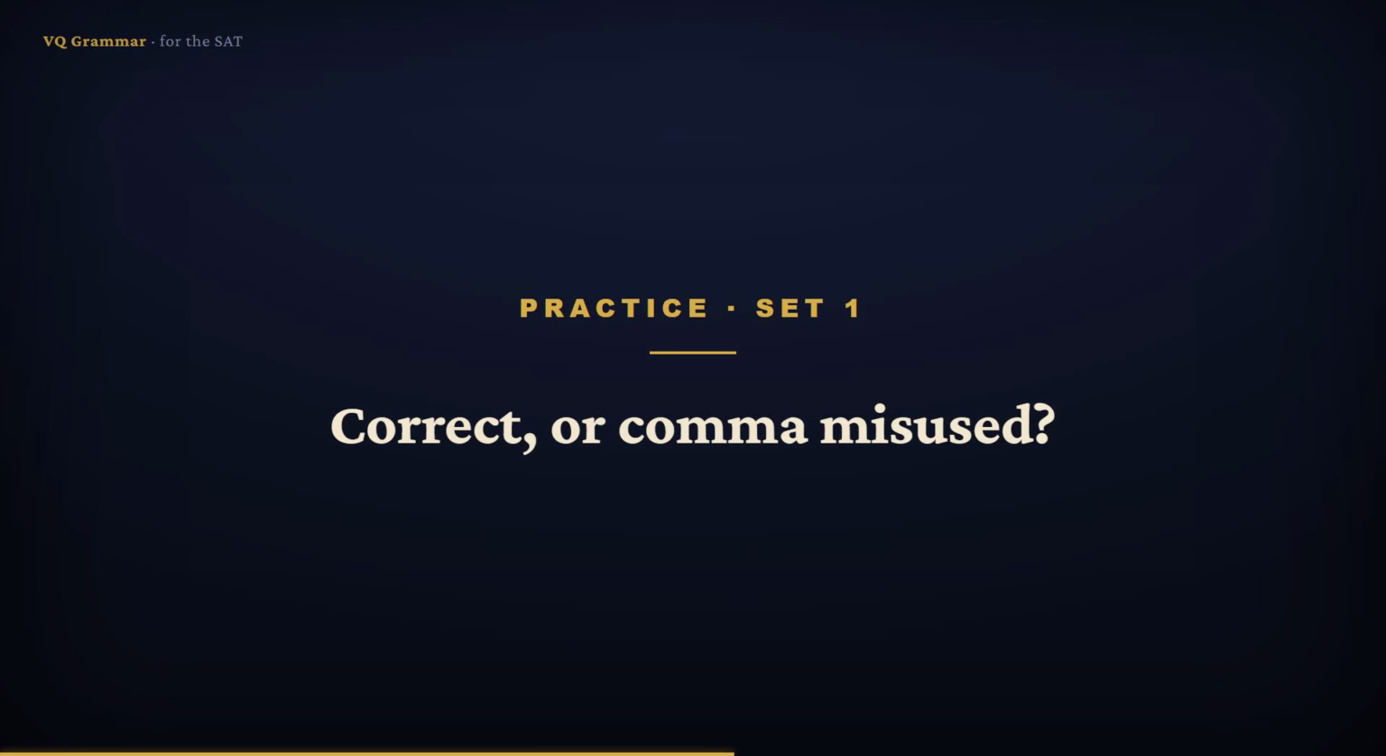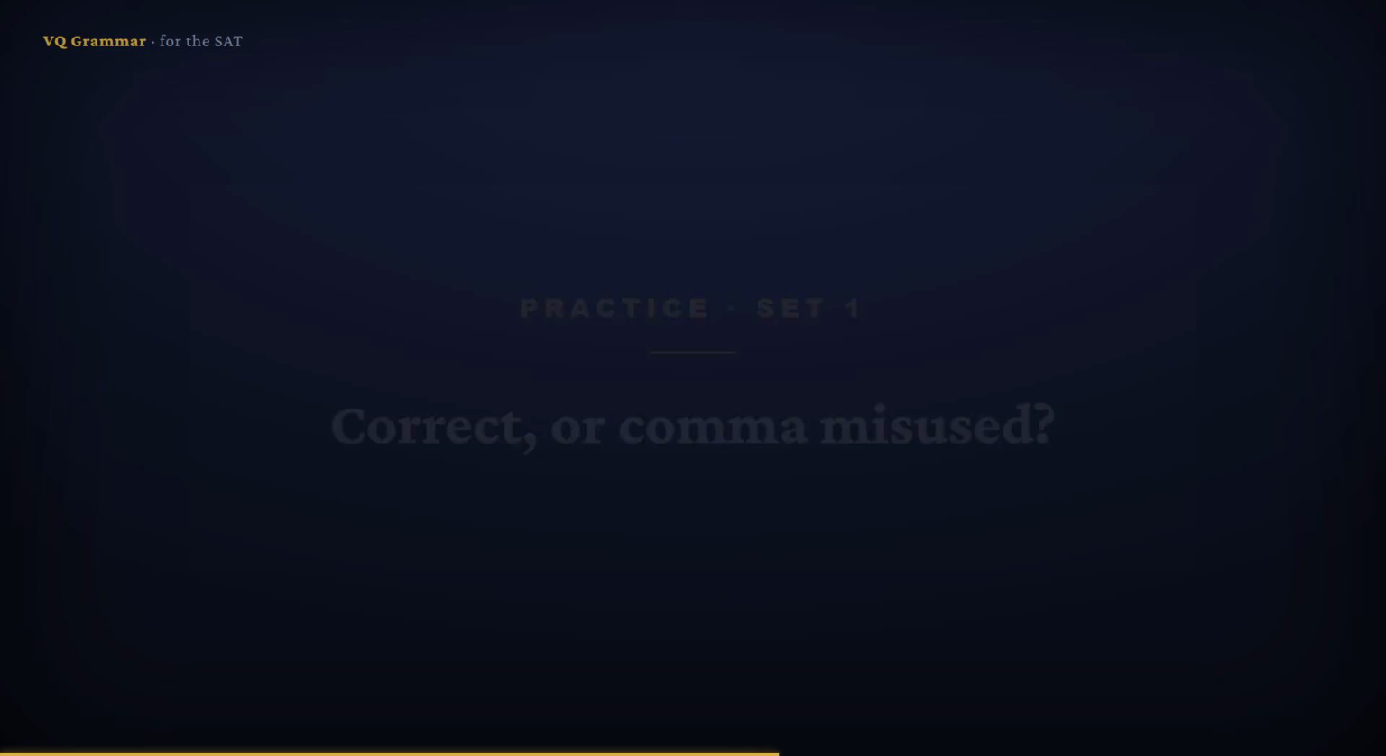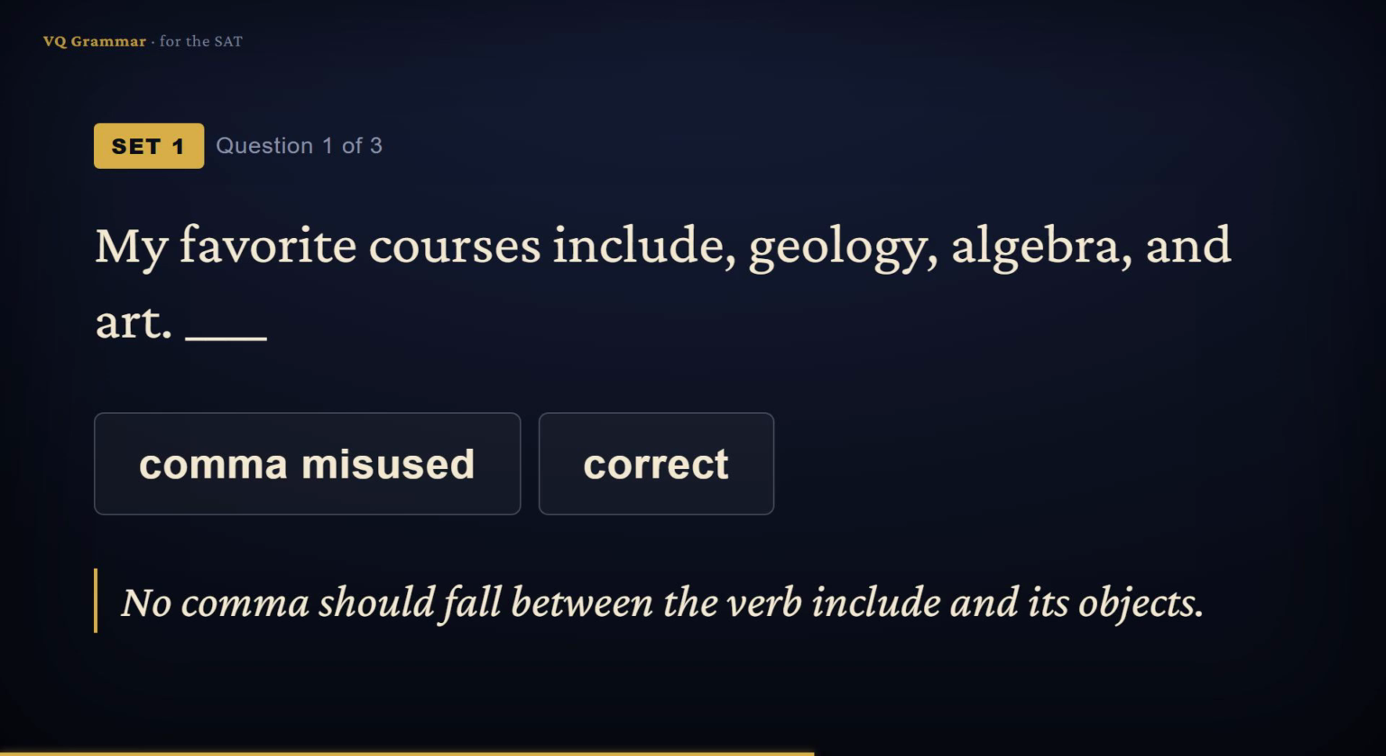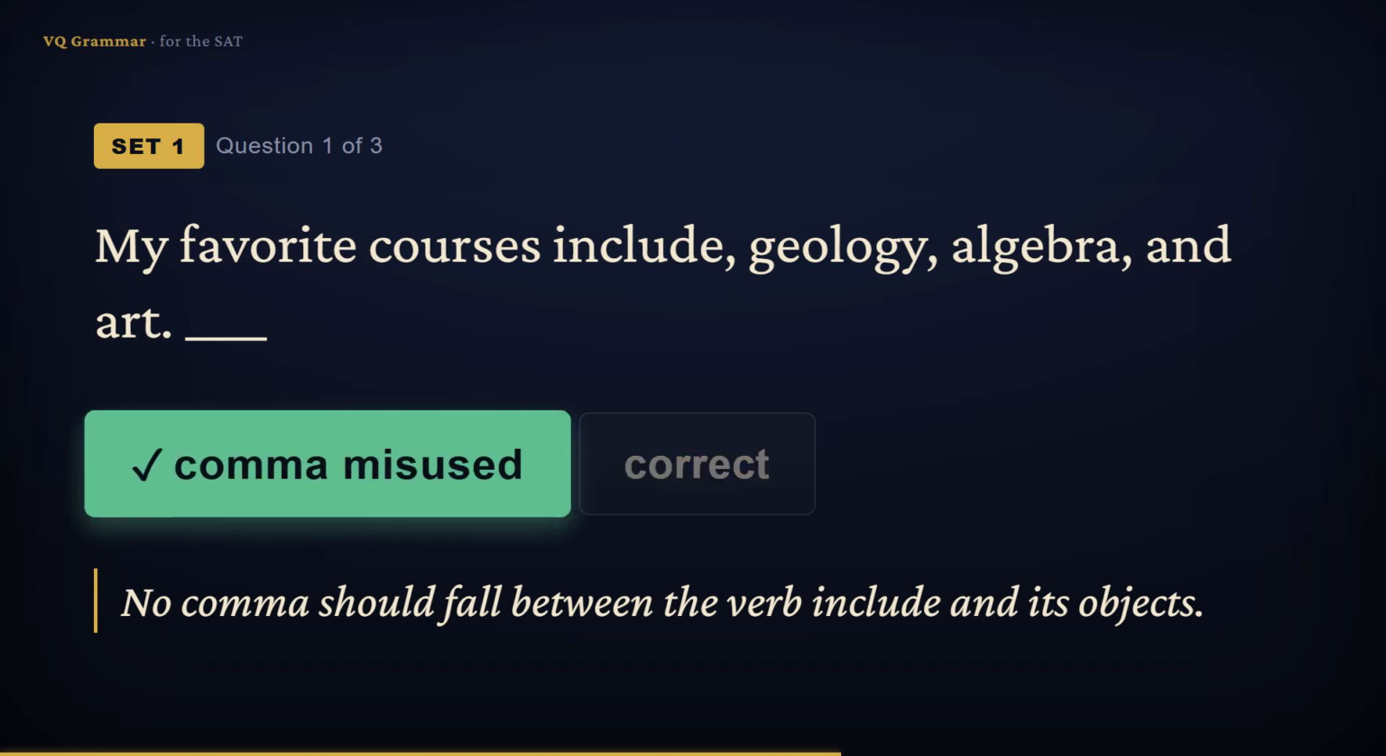Let's practice. For each sentence, decide whether it's correct as written or whether it contains a misused comma. Pause and try each one before I answer. My favorite courses include, comma, geology, algebra, and art. That first comma sits right between the verb include and its objects, which is not allowed. So the answer is, comma, misused.